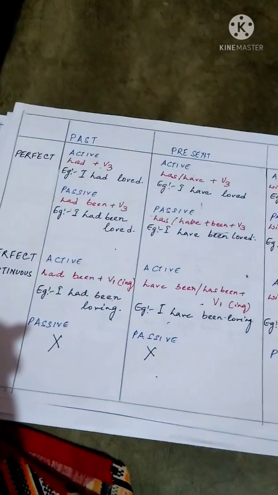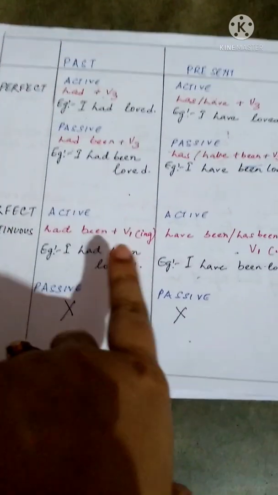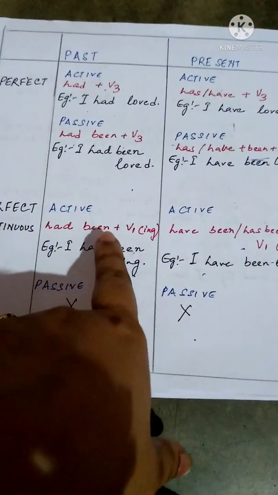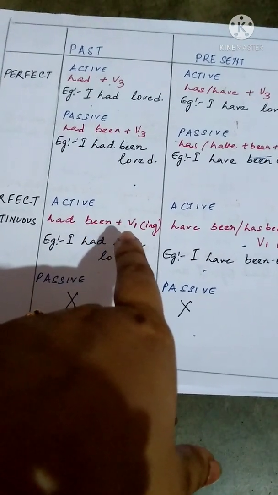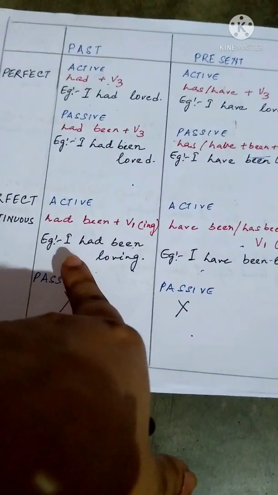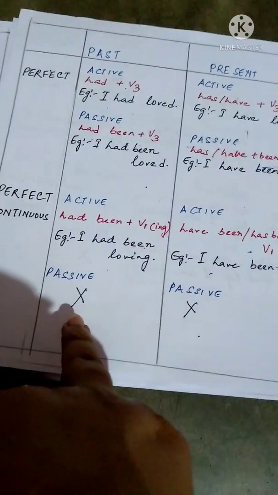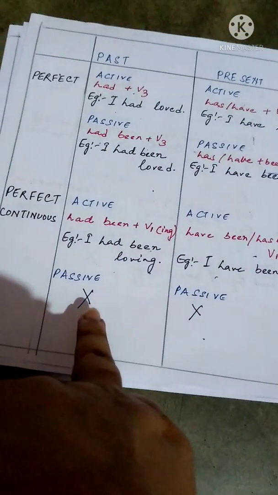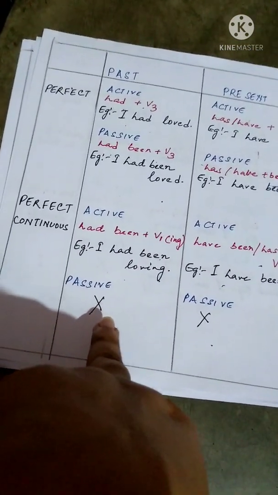Now coming to perfect continuous, the active form, had been plus V1 ing. That is V1 is present form of the verb with that ing. An example, I had been loving. But this one in past perfect continuous, we do not have any passive form.